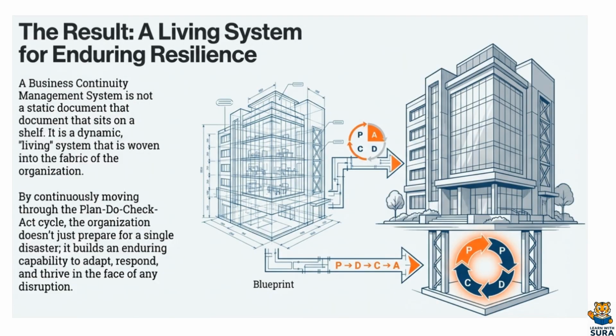Continuous improvement is at the heart of the Act phase. It's about proactively seeking ways to enhance the BCMS. The BCMS is not a static document; it is a dynamic, living system, continuously moving through the PDCA cycle. This can involve updating policies, improving processes, refining strategies, or enhancing training based on lessons learned from exercises and real-world incidents.